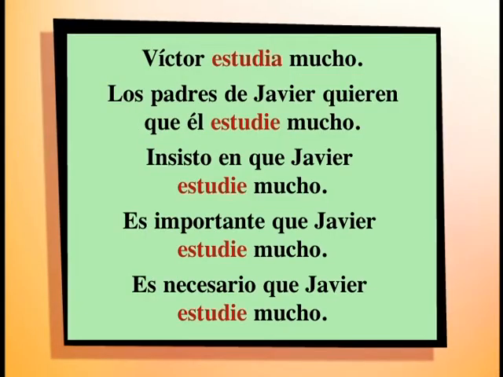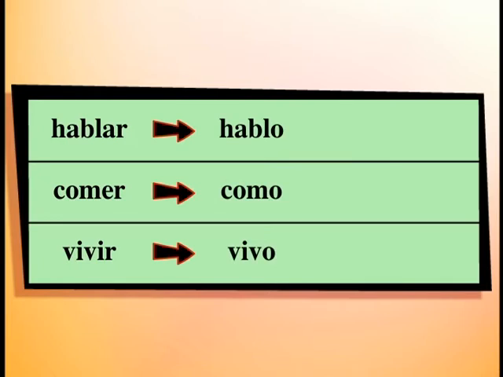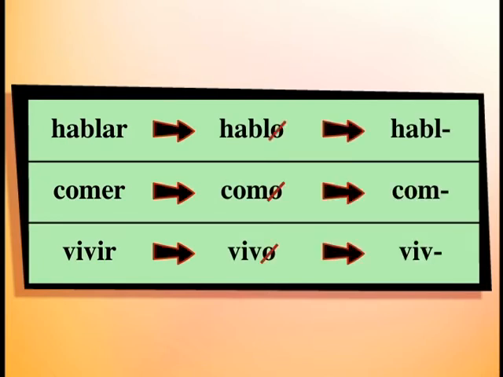One more very important point. What is the ending of the verb estudiar in each of these sentences? In the indicative form, it's estudia. And in each of the four dependent clauses, estudie, which is the subjunctive form. The subjunctive ending is e, not the usual a of an ar verb. The subjunctive endings are the opposite of the indicative endings. To get the root or the stem for the present subjunctive, you drop the o ending of the indicative yo form.